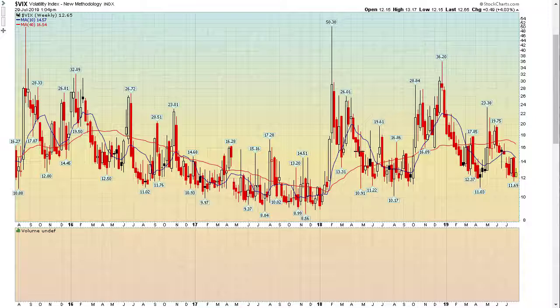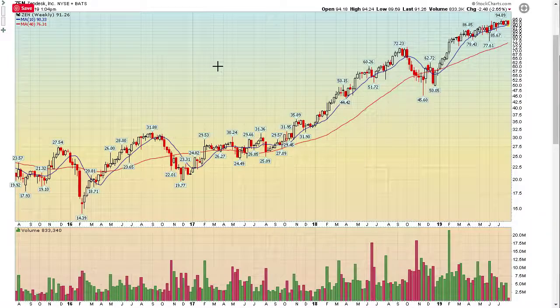Now, how in the real world, day to day, could you benefit from using implied volatility in your options trading? Well, I wanted to bring up a stock called Zendesk, and I've used this before in examples in some of our videos.